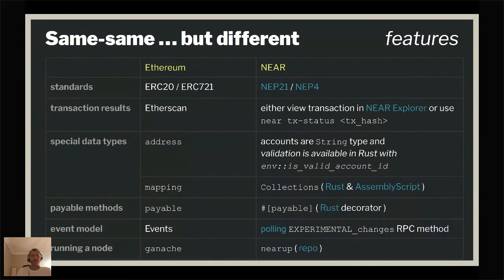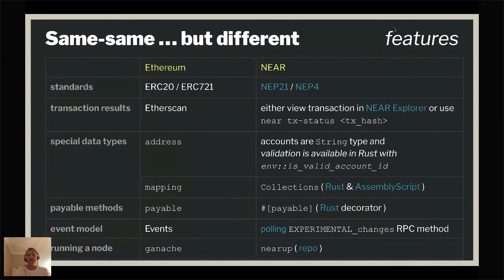And then special data types. So Ethereum has a few of these things. Address is one. On NEAR, accounts are just strings. And Rust actually has a validation. I think AssemblyScript does too. I saw that recently, where you can check if an account is valid by basically validating it against a regular expression. And then Ethereum has this mapping type. In Rust, we have collections. So storage is all key value pairs in NEAR. And then we've wrapped that key value pair with a few higher level collections like a vector or a map or a double-ended queue.